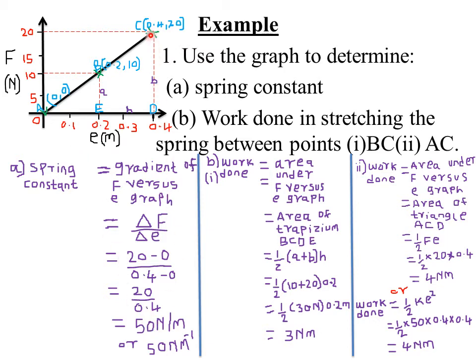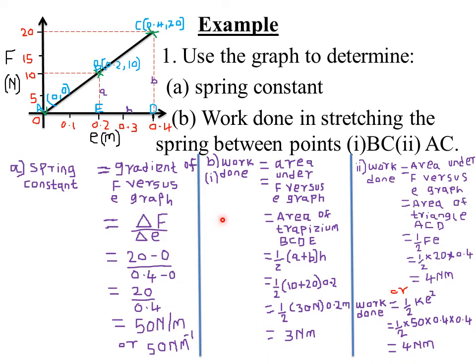Another person could have chosen to use maybe point C and point B. In that case, the gradient will be change in force over change in extension. For the person who used points B and C, the change in force will be 20 minus 10, which is 10, then divide by the change in extension, 0.4 minus 0.2, which is 0.2. So you take 10 divided by 0.2, and you still obtain 50 newtons per meter. So regardless of the point that you pick, the spring constant or the gradient of the graph will be exactly the same.